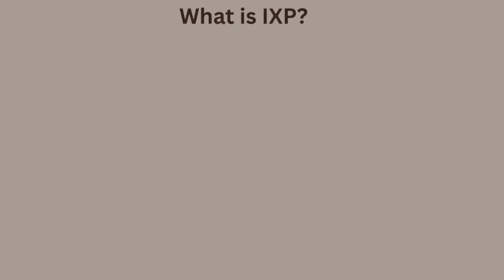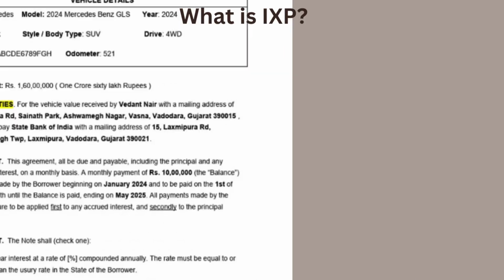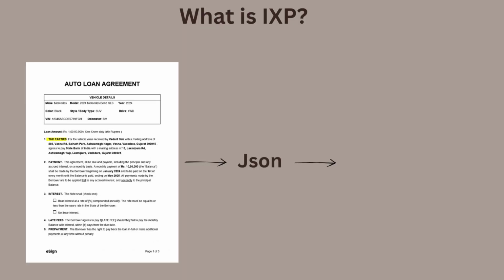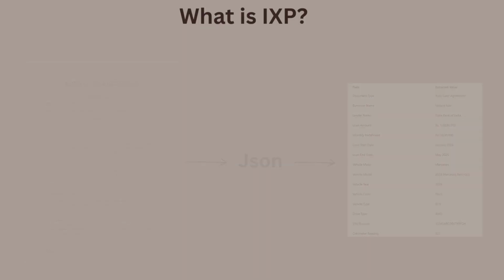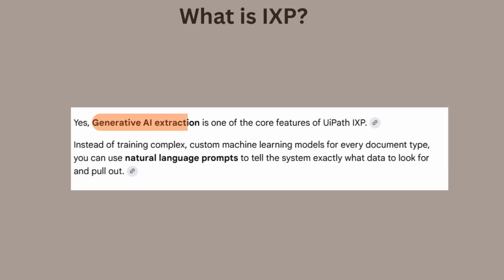What is IXP? Let me explain in simple terms. It's a multimodal data extraction platform which converts unstructured text documents into structured data for our automations. It works based on generative AI extractions. What it means is, with the help of natural language prompts, we can tell the system exactly what data we are looking for, and it will just pull it out for us. So it's that simple.